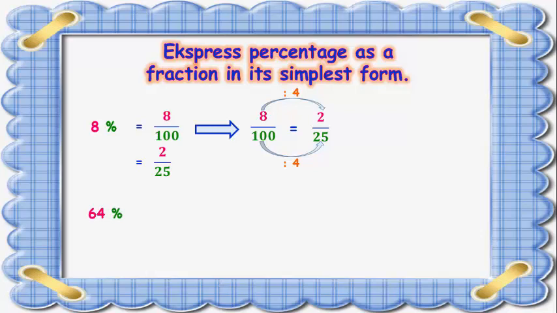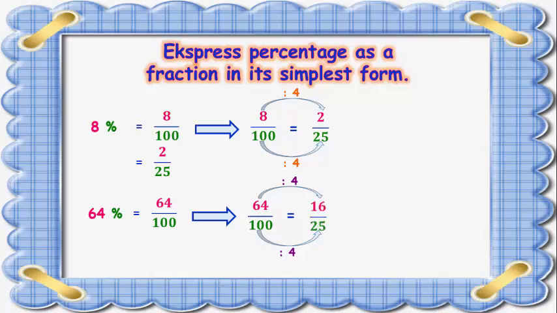The next, 64% is 64/100. The way is, 64 divided by 4, and then 100 also divided by 4 is 16/25. So the simplest form of 64% is 16/25.